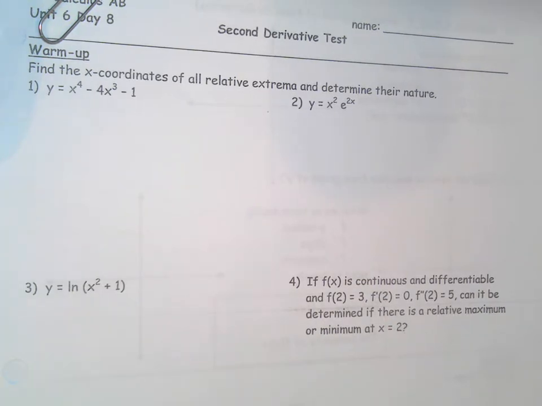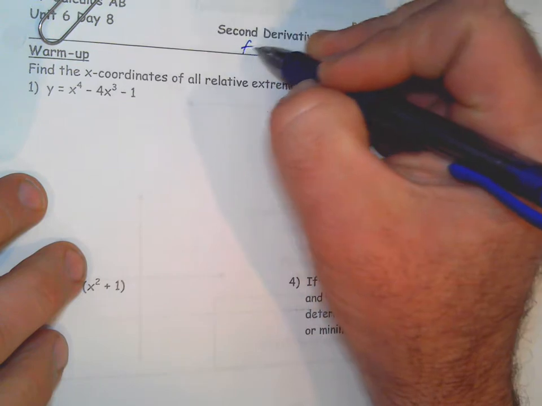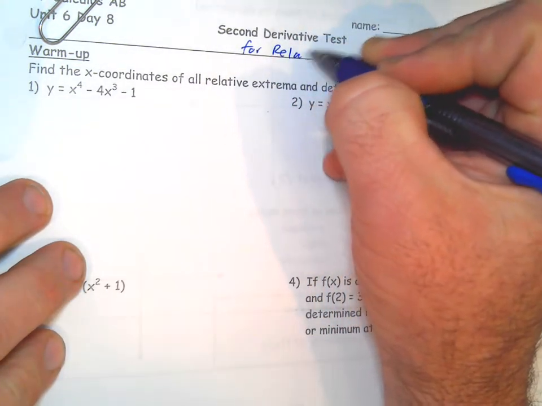All right. So, second derivative test. This is another way of calculating the relative maxes and mins. So this is the second derivative test for relative extrema.